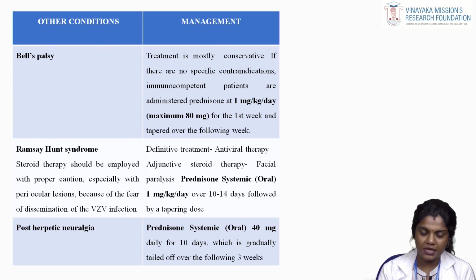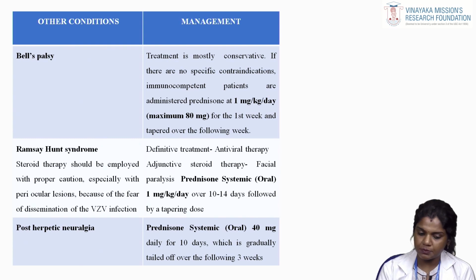The next is Ramsay-Hunt syndrome. Steroid therapy should be employed with proper caution in case of Ramsay-Hunt syndrome, especially with periauricular lesions, because of the fear of dissemination of the varicella zoster infection. So definitive treatment for Ramsay-Hunt syndrome is antiviral therapy, but steroid therapy can be used as an adjunct therapy in case of Ramsay-Hunt syndrome.